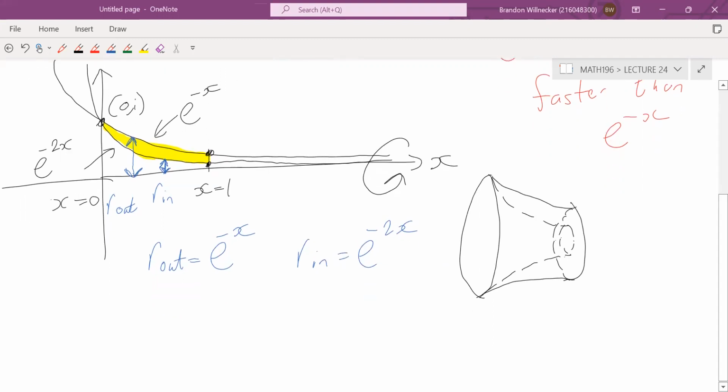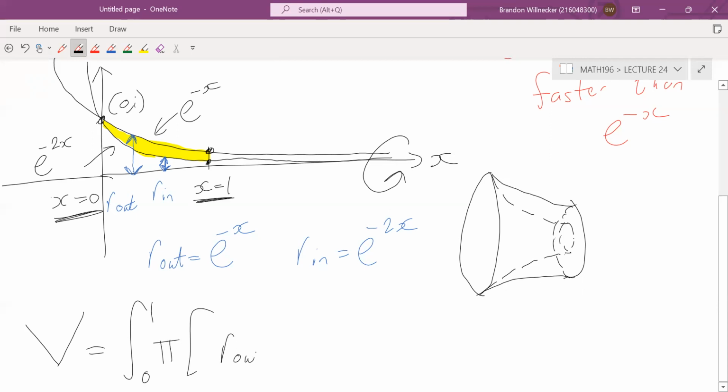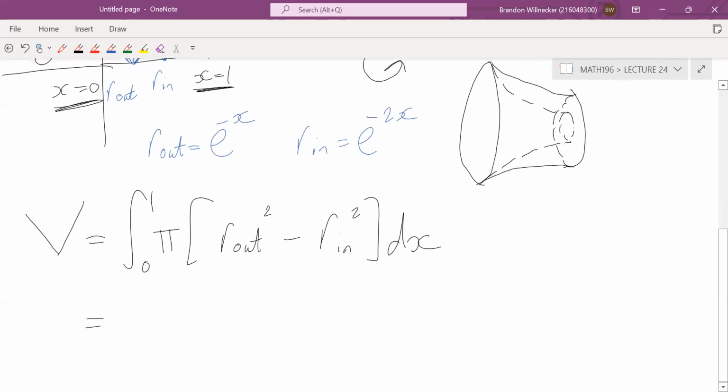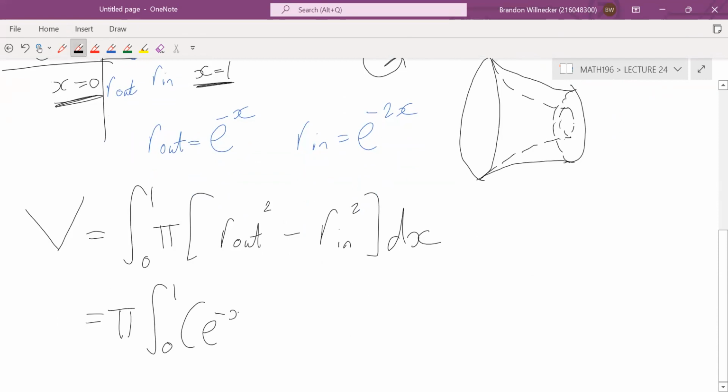Okay, so we've got the outer radius, we've got the inner radius, we can find the volume. So the volume is going to be the integral from 0 to 1, because x goes from 0 to 1, pi times r out squared minus r in squared dx. So we can take the pi out. So we have pi integral from 0 to 1. R out squared is going to be e to the minus x squared, minus r in squared is going to be e to the minus 2x squared.